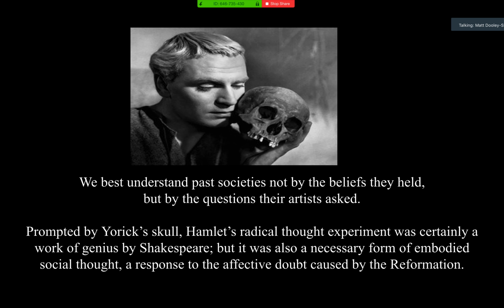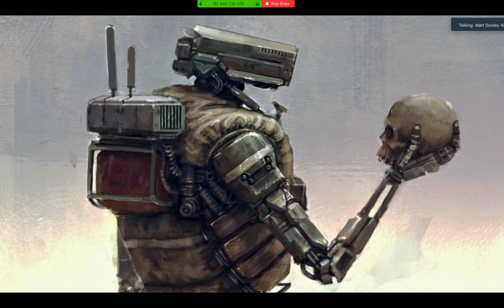So as I start to wrap up here, I just want to suggest that we can best understand past societies not only by the beliefs that they held, but also by the questions that their artists asked. Prompted by Yorick's skull, Hamlet's radical thought experiment was certainly a work of genius by Shakespeare, but it was also a necessary form of embodied social thought. It was a response to the affective doubt caused by the Reformation. And as this image shows at the very end, I think Shakespeare will remain as relevant as ever, no matter where our species ends up.